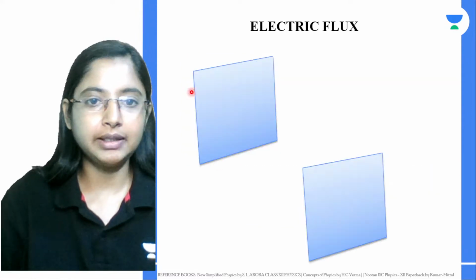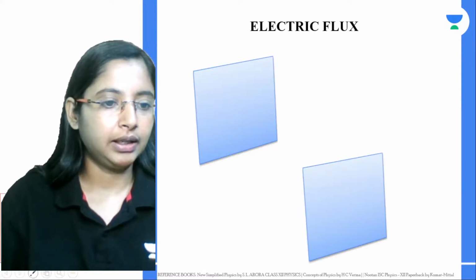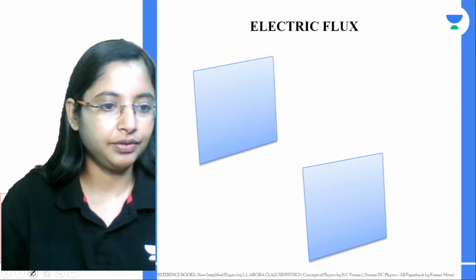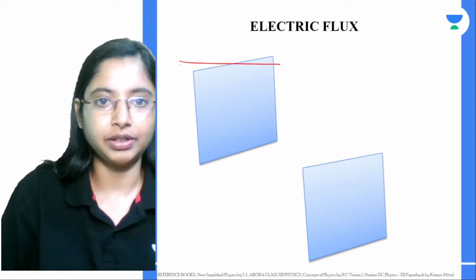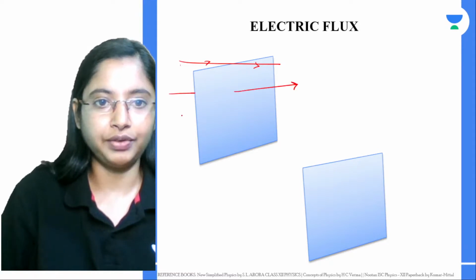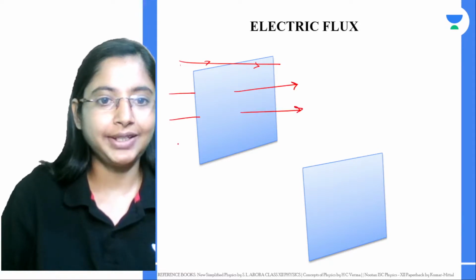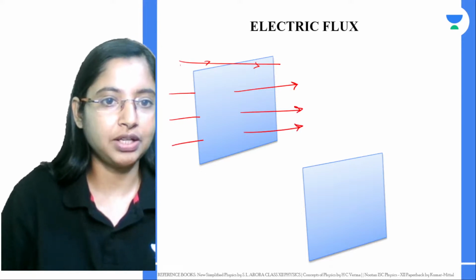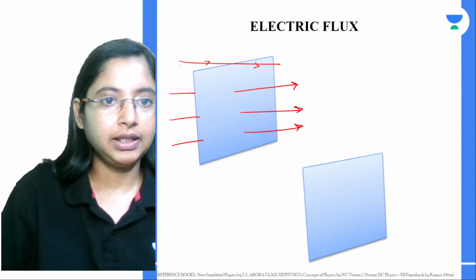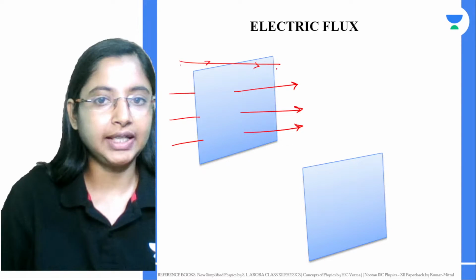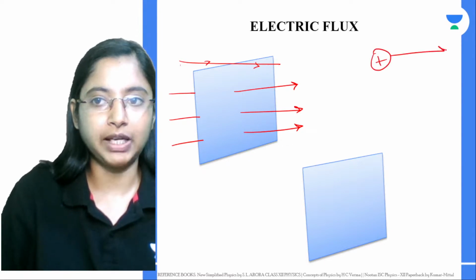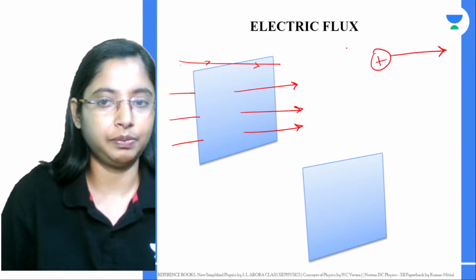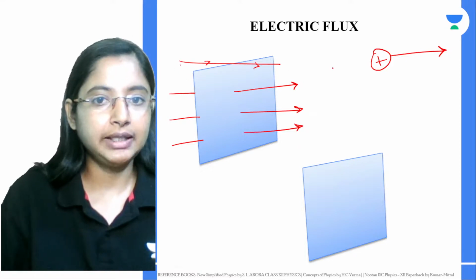Now, let's say there is a particular surface, and there are electric field lines flowing normal to the surface, passing through the surface over here. You can also take it that there is some positive charge over here. If there is a positive charge, what happens? Electric field lines will always be pointed radially outward for a positive charge. So the electric field lines are coming in this direction.